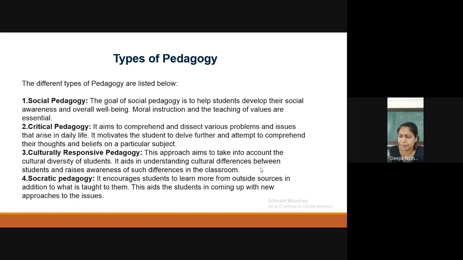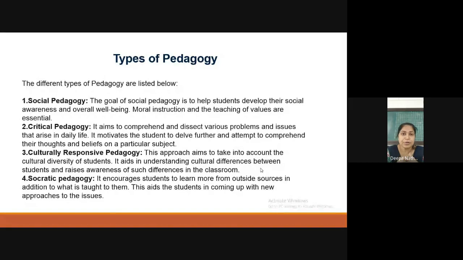Second, critical pedagogy. It aims to comprehend and dissect various problems and issues that arise in daily life and how to solve them. This is the most important thing. It motivates the student to delve further and attempt to comprehend their thoughts and beliefs on a particular subject.